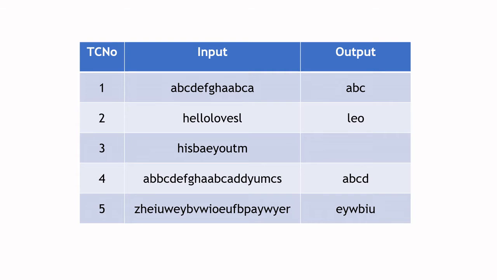The test cases are these. Only test case 3 is different from the others. It has no repeating characters, so there is no output. The rest of the inputs have some characters that are getting repeated.